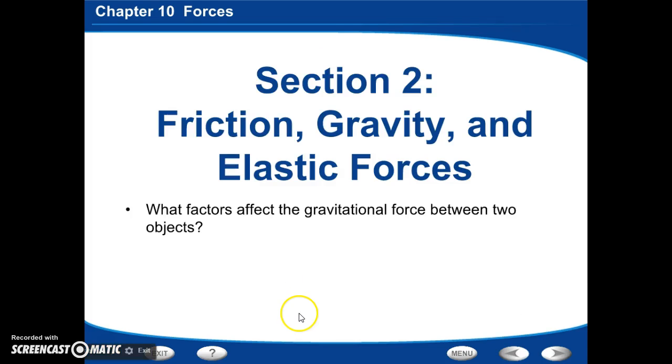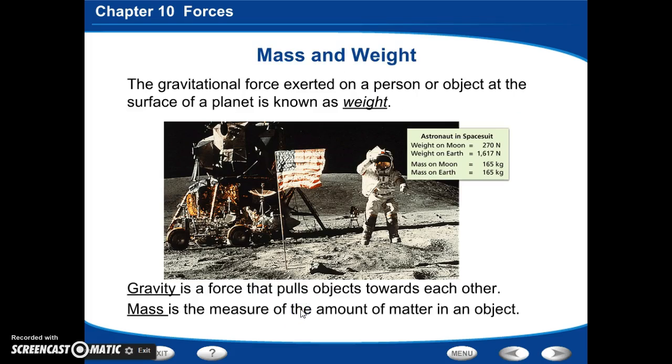The factors that affect gravitational force between two objects. The gravitational force exerted on a person or object at the surface of a planet is known as its weight. So gravity is a force that pulls objects towards each other, and mass is the measure of the amount of matter in that object. So as we talked before, weight is the gravitational force on something that has mass. And remember, it's always measured in newtons.